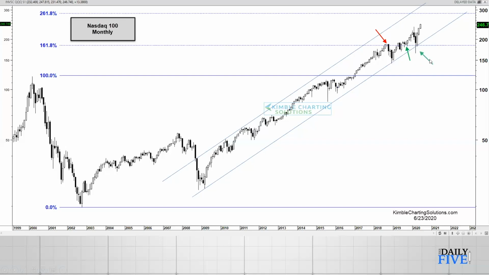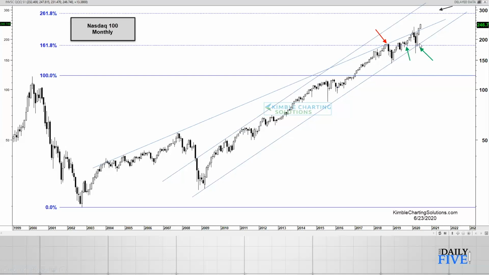And then guess what, everybody? It did it again during the virus lows of March, where you see this really large bullish reversal pattern at dual support. And that dual support was the 11-year rising channel and the 161 extension level. So again, it appears that prices going clear back to 2002, 18 years ago, influenced what the NASDAQ's price action was in March. And so the rally is taking place.